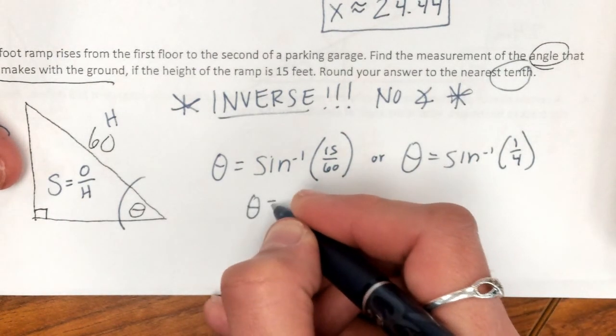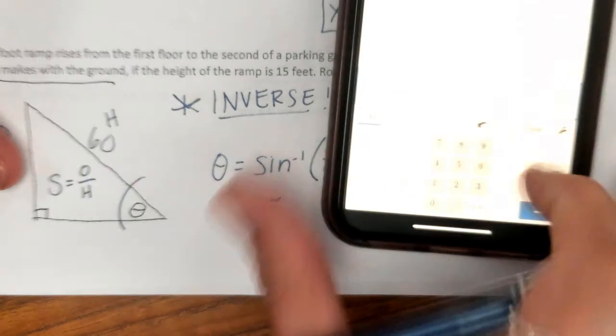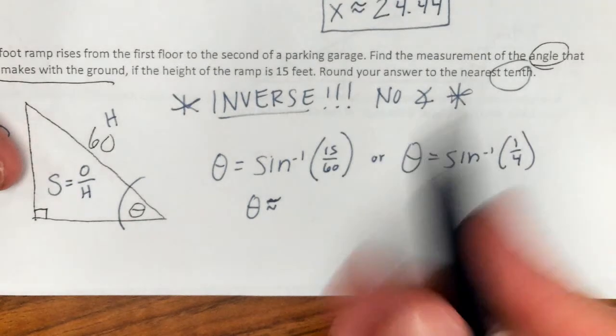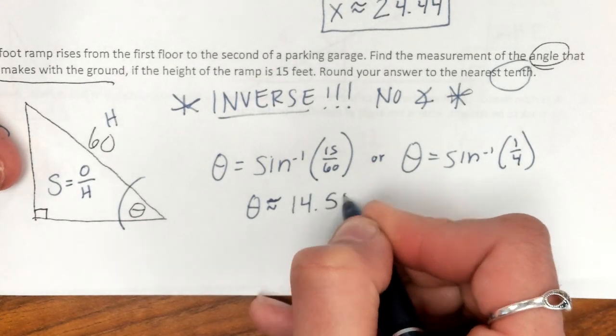Okay? So this one threw us for a loop and said the nearest tenth. So theta is going to be approximately, so we see here, 14.5. That 7 moves the 4 up to a 5. 14.5 degrees. There you go.